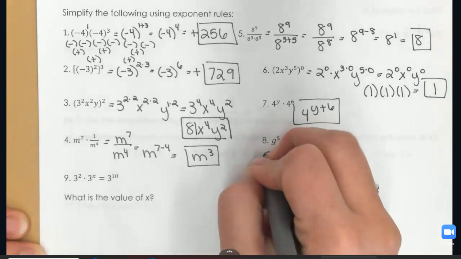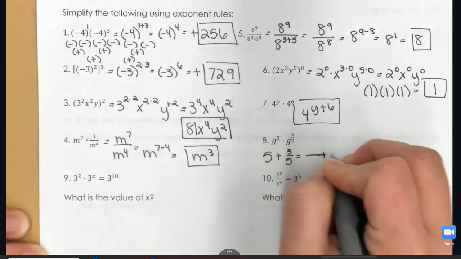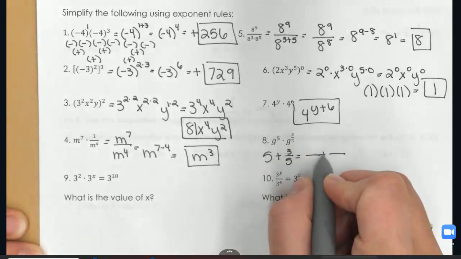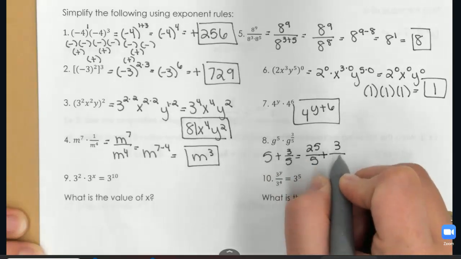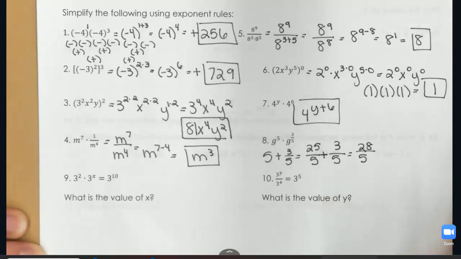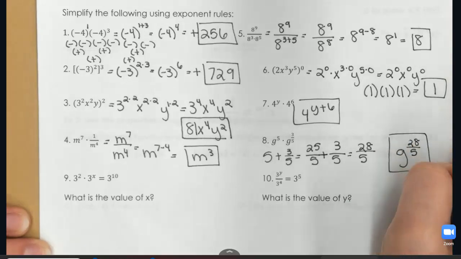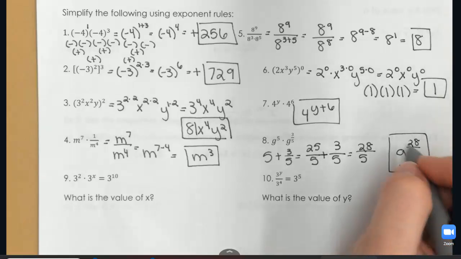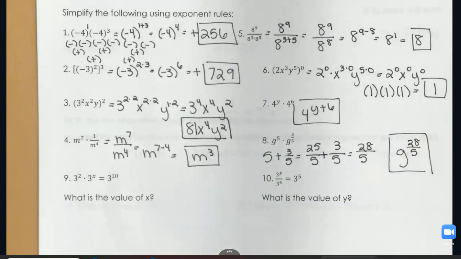Again, I'm going to add my exponents, and one of them is a fraction, which means I need to convert 5 to a fraction. I can do that and rewrite it as 25 over 5 so that it has a common denominator with 3/5. So that gives me a final outcome of 28 over 5. So g to the 28 over 5 power is my final result, and this exponent is a fraction, and we will talk about what this really means on the next page. Last two for this side.